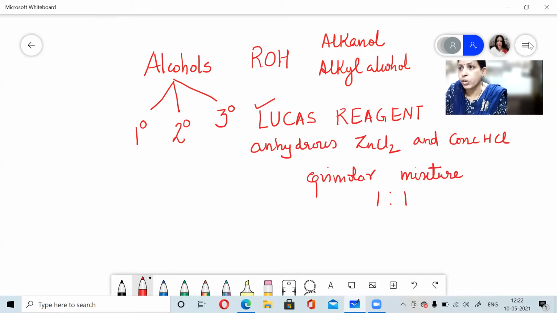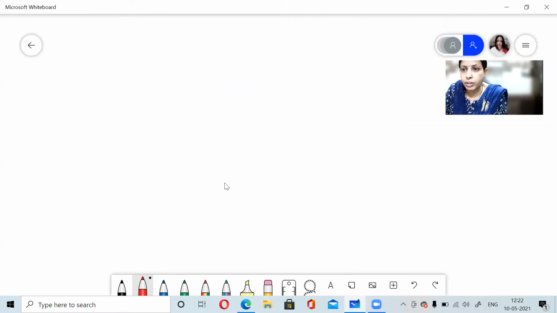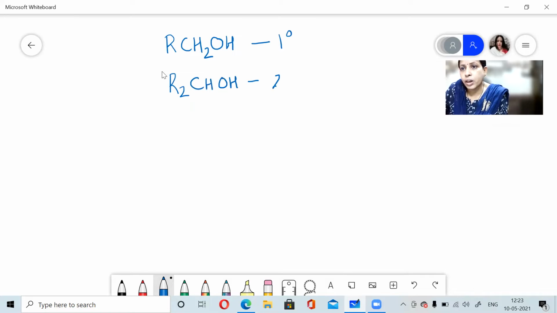Now, when we are talking about the classification part, let's start. Your primary alcohol, as we have discussed, the general formula is RCH2OH. This is your primary alcohol. Your secondary alcohol is R2CHOH. Your tertiary alcohol is R3COH. Now, what is the basic difference in all the three classification?